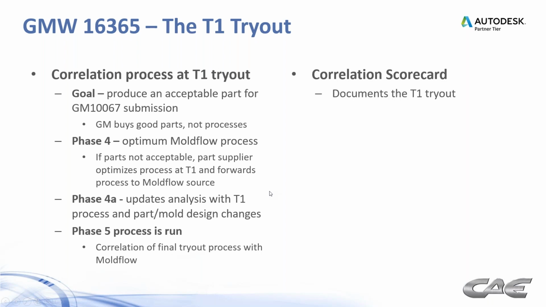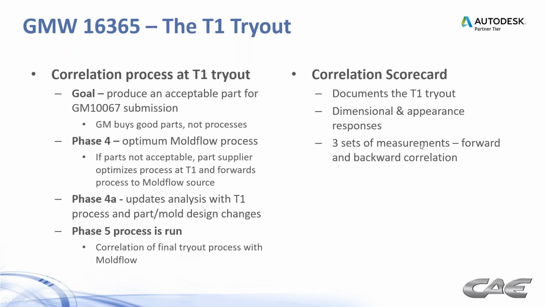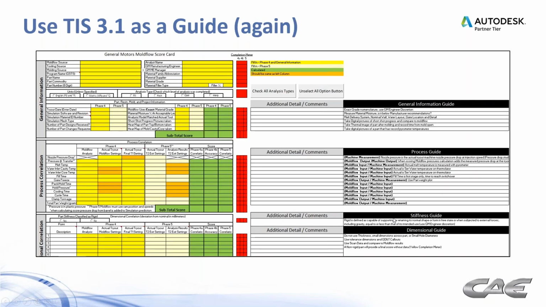With that, there's a correlation scorecard that comes along with it. It documents the T1 tryout, documents dimensional and appearance responses, 3 sets of measurement, phase 4, phase 4A, and phase 5 that are forward and backward correlated. And this will be filled out both during and after the T1 tryout. This is kind of a quick look at it. And again, the details of all this would be the subject of an in-depth class on learning how to do this.